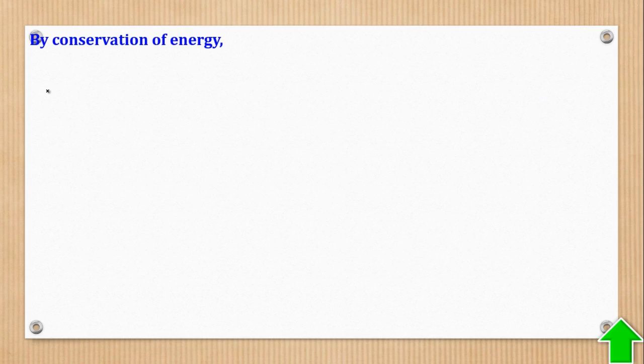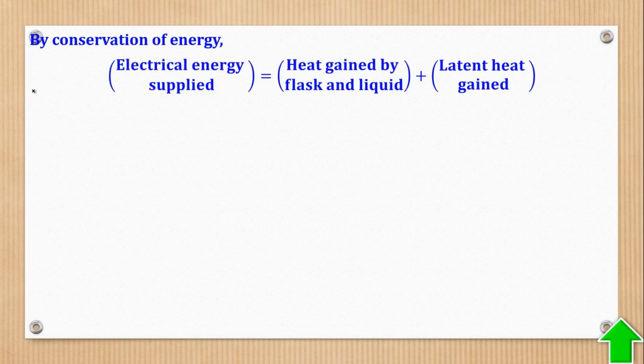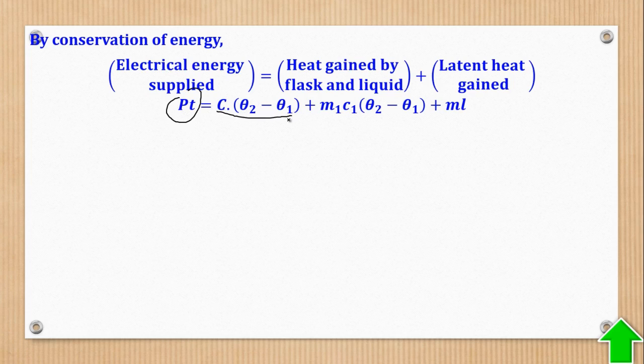So by conservation of energy, electrical energy supplied is equal to heat gained by liquid and flask plus the latent heat gained. This is what we have seen in the illustration in the previous slide. So this is electrical energy supplied. This one is gained by the flask, gained by the liquid. This is the one which is vaporizing.